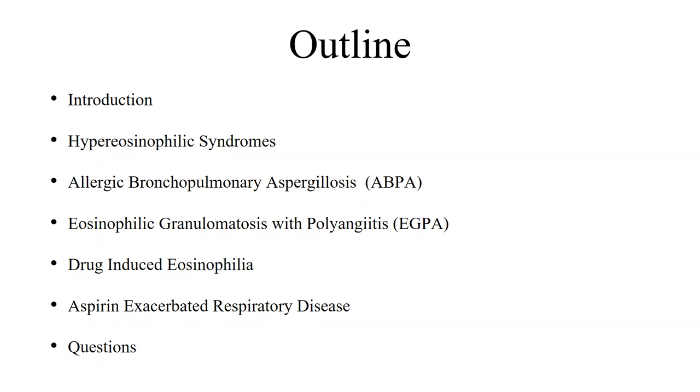Okay, so the outline for the presentation is basically going to be, we want to start with an introduction into the basics of what eosinophils are, what their inflammatory process looks like, and then I'm going to get into the actual disease processes. So I chose to talk about the hypereosinophilic syndromes, ABPA, eosinophilic granulomatosis with polyangiitis, some drug-induced eosinophilia causes, and aspirin-exacerbated respiratory disease. Now, there are, of course, many other processes that can lead to pulmonary eosinophilia, such as acute and chronic eosinophilic pneumonia, parasitic infections, eosinophilic bronchitis. I feel like we've touched on those quite a bit over the past year, so I just wanted to choose some other different ones that we may not have discussed as much.